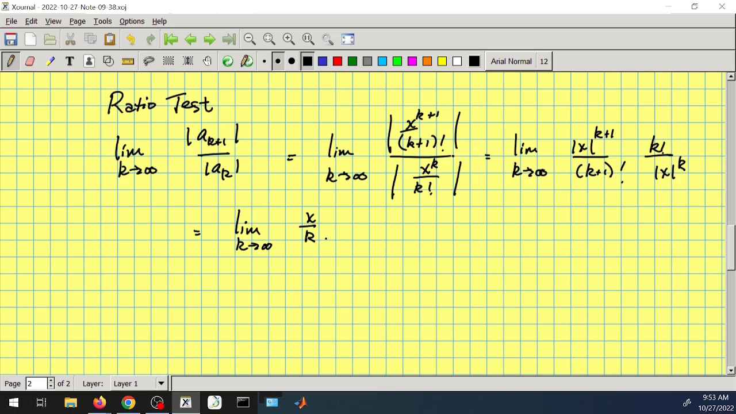Now, k is the thing that's getting large without bound. k may be 6.02322 times 10 to the 23rd, but it's the same number all the time in this limit. So what is this limit? What is the limit of a constant over k as k gets large without bound? It goes to 0, which is definitely less than 1, so it converges absolutely.